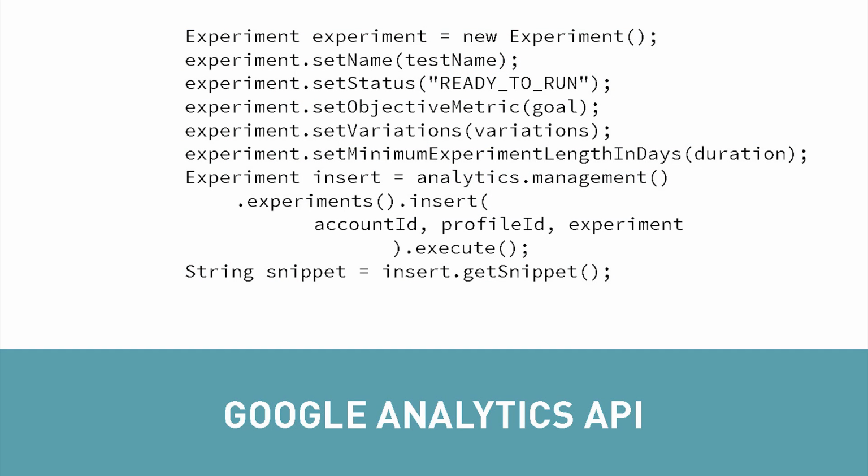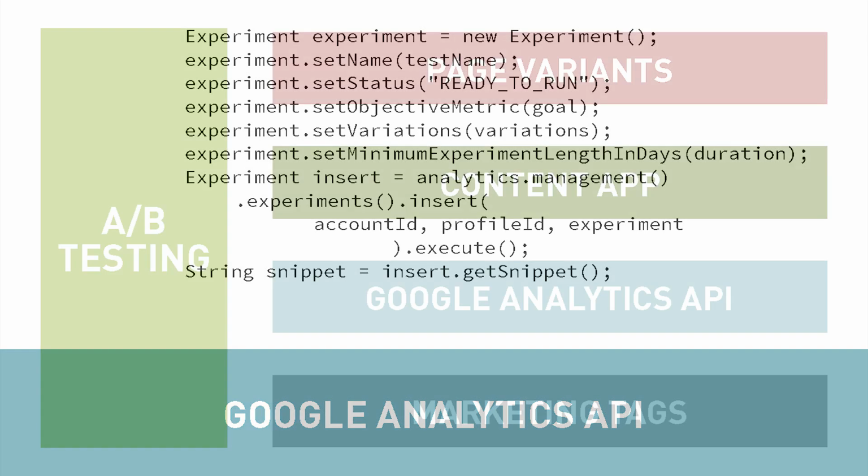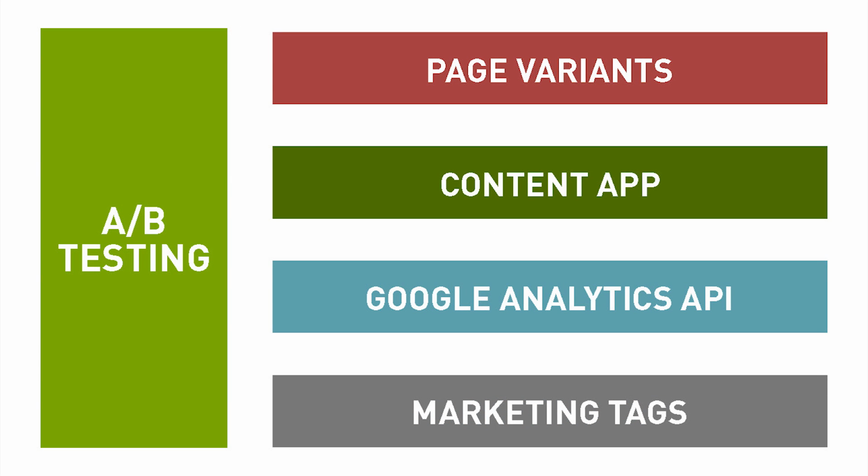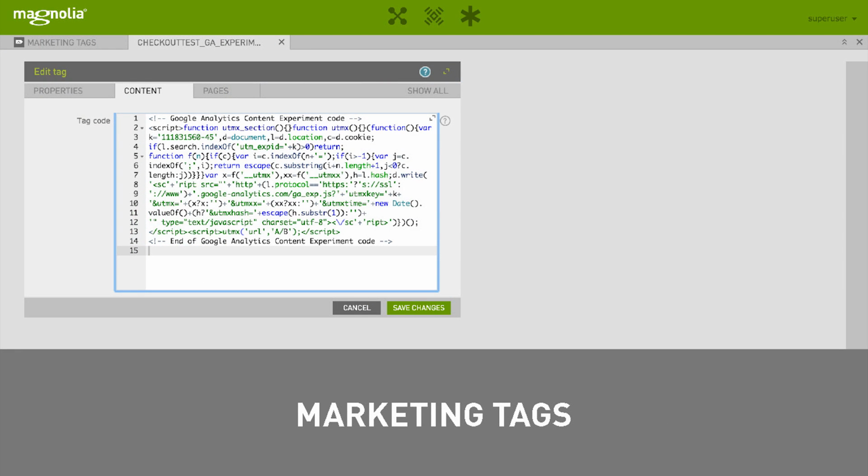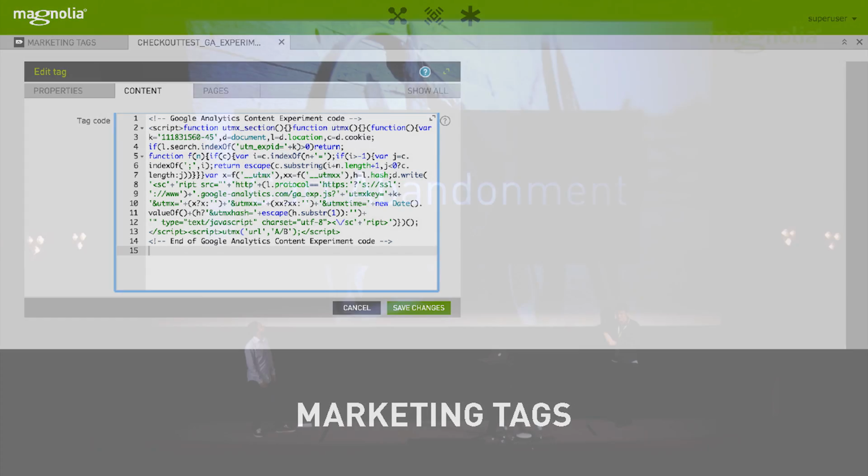You can see a snippet here. An experiment has been created, and a JavaScript snippet needs to be included in all your test pages. For that, you will have a marketing tag automatically created for you, which is really useful.